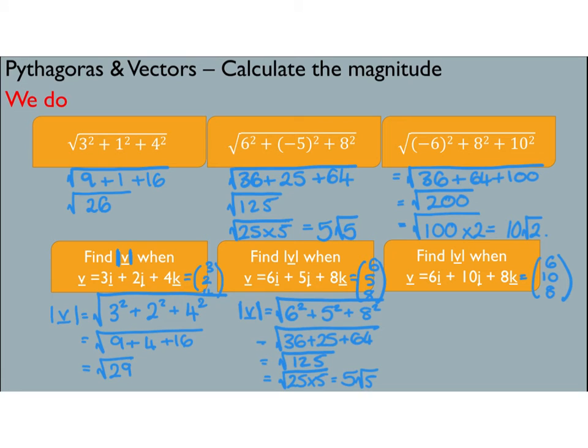Okay, so what I noticed there was that the question up there and the question down here had 6, 5 and 8, and I've just noticed the same thing for the next one as well. Okay, 6, 8 and 10, right? Because minus 6 squared is the same as 6 squared, and 6, 10 and 8 is the same numbers, so we can get the same answer.